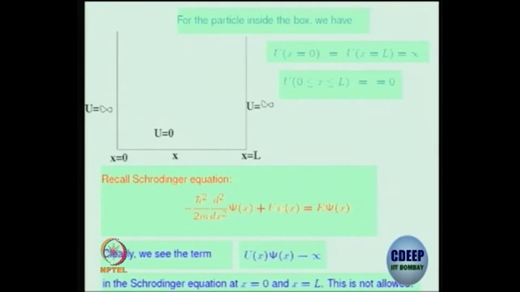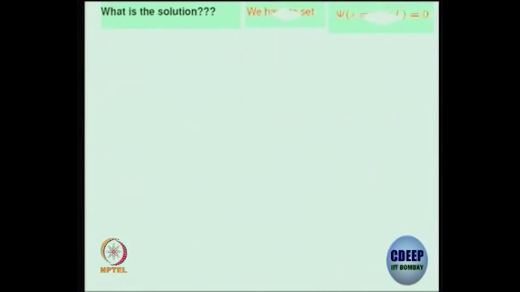substitute the fact that U of x is tending to infinity. So this is something you need to worry about. Then you find the solution by setting the wave function to be 0 at x equal to 0 and x equal to L, and the wave function has to be continuous. This is something I said even in the last lecture, that the wave function has to be continuous even for infinite potentials, but the derivative of the wave function will not be continuous. This is something I stressed in the last lecture.